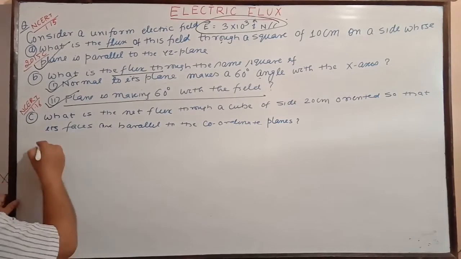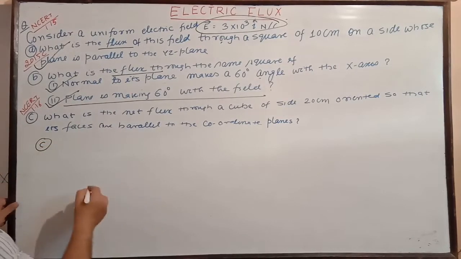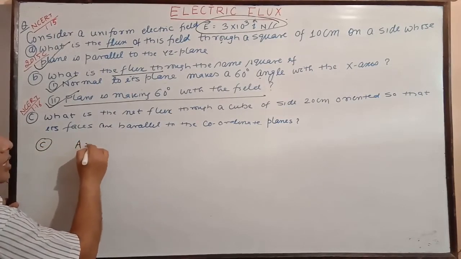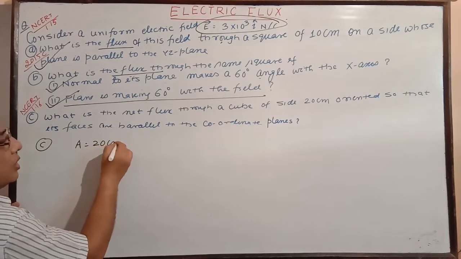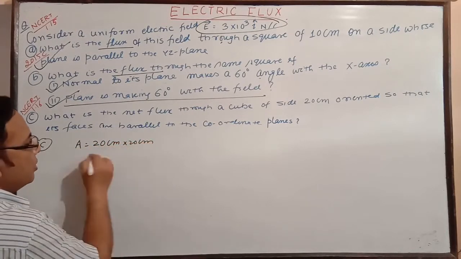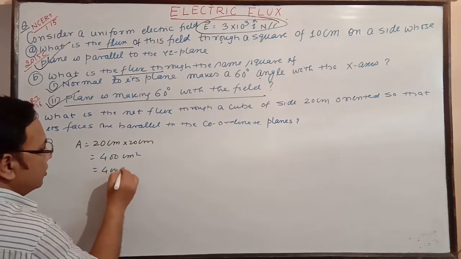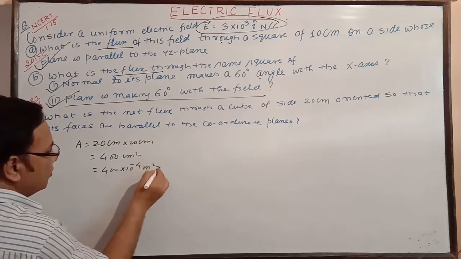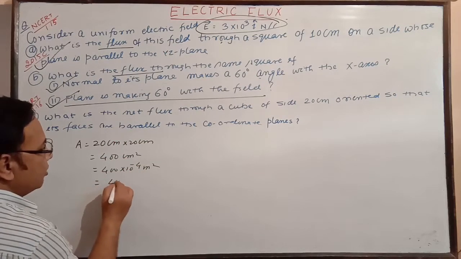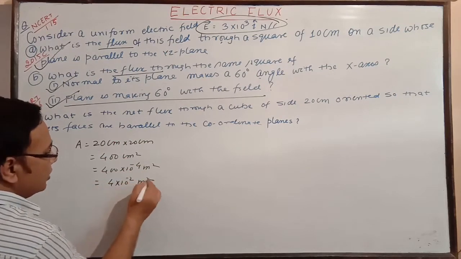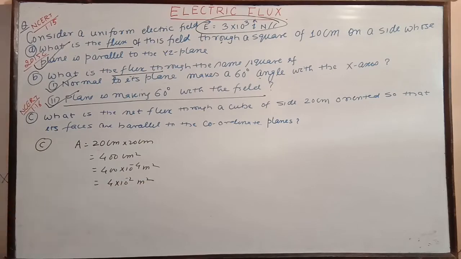Part C. What is the net flux through a cube of side 20 centimeter? So area is side 20 centimeter into 20 centimeter, so 400 centimeter square. So 400 into 10 to the power minus 4 meter square, so 4 into 10 to the power minus 2 meter square. So this is what we have.